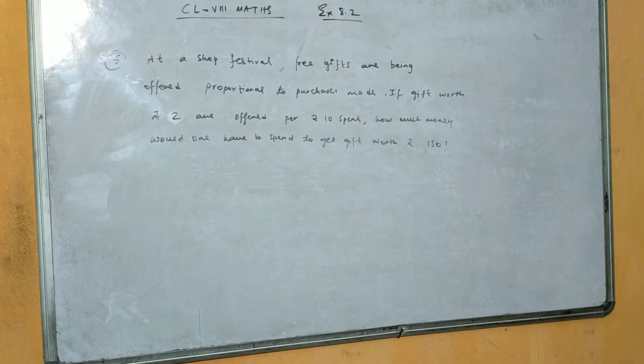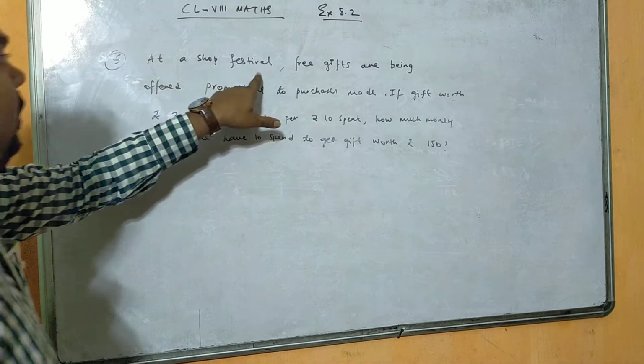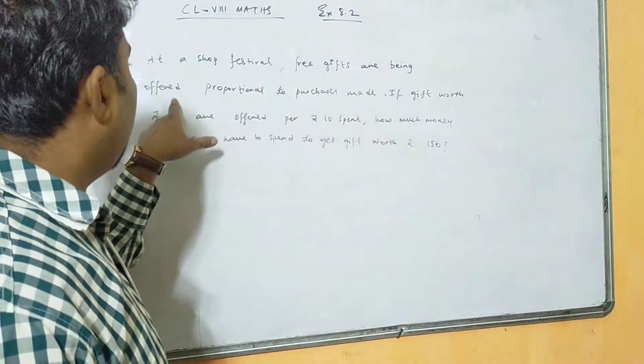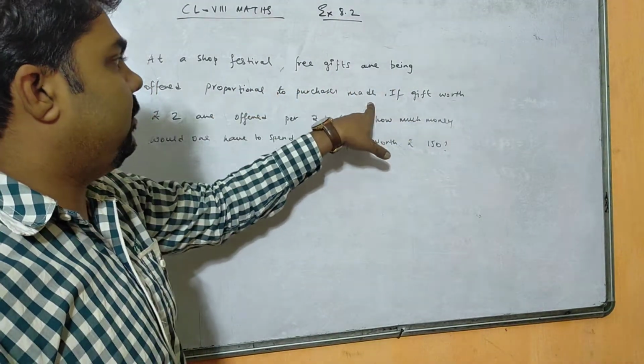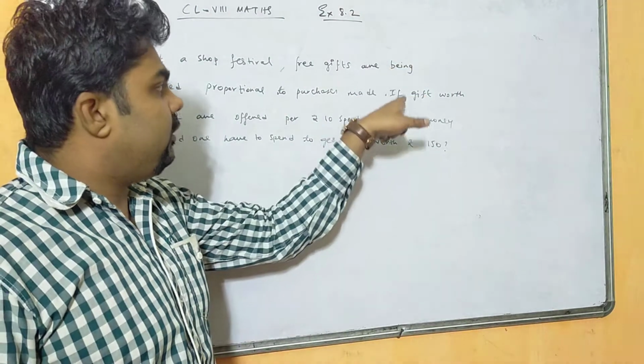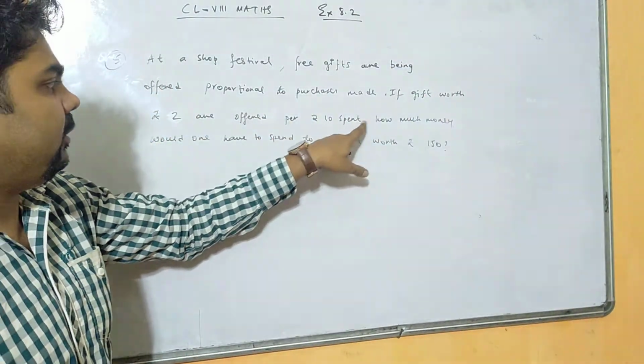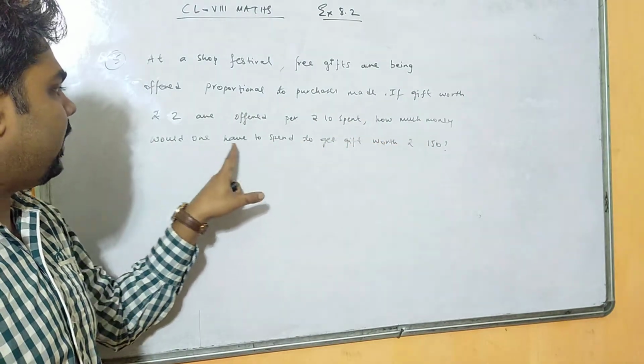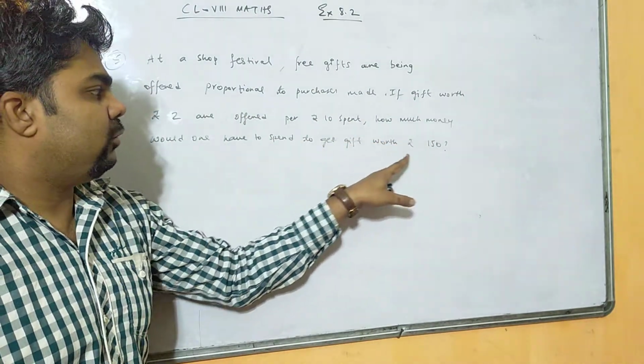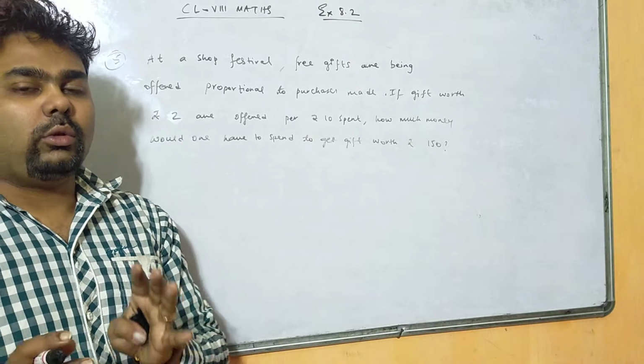Next question we have here. At a shop festival, free gifts are being offered proportional to the purchase made. If gifts worth rupees 2 are offered for rupees 10 spent, how much money would one have to spend to get a gift of rupees 150? I'll just make it clear.